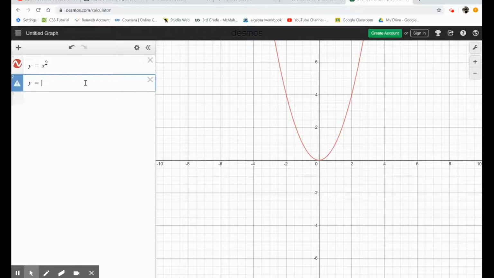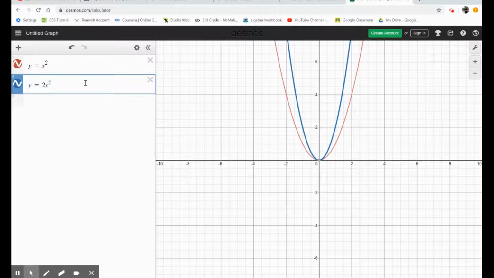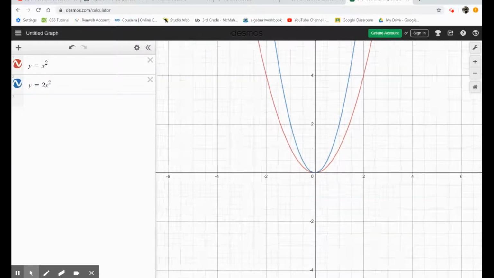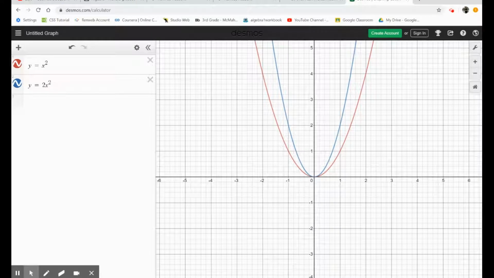What if we put a 2 in front? What happens to the quadratic function? Well, we can see it here in blue. If you look at the graph here now, let me zoom in a little bit. The graph is actually narrower. The graph got narrower because it's growing faster in the y direction.